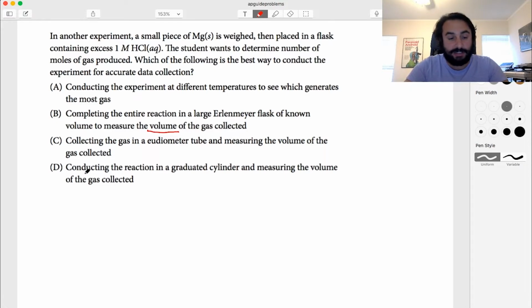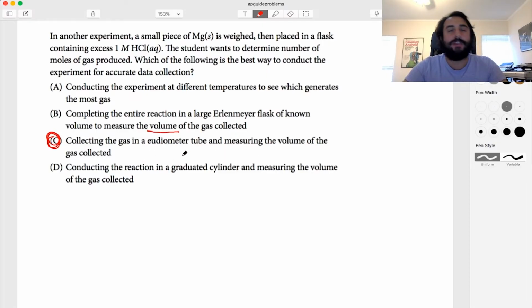And actually D is the same, right? Conducting the reaction in a graduated cylinder and measuring the volume of the gas collected. How are you going to measure the volume of the gas collected if you have a graduated cylinder? The gas is going to leave the vessel, right? So by process of elimination, of course, we're talking about C, collecting the gas in a U-diameter tube and measuring the volume of the gas collected.